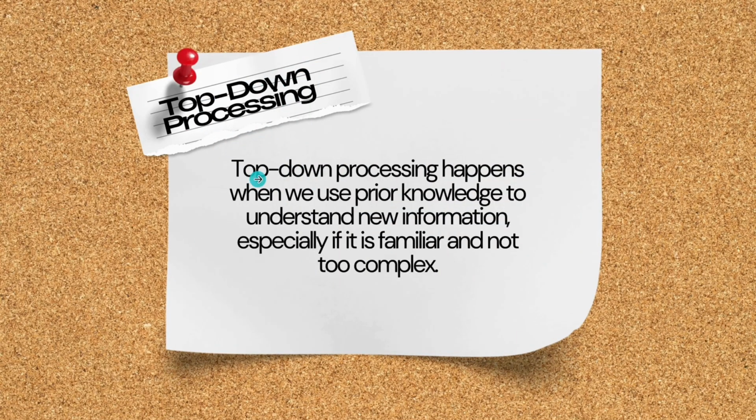Top-down processing. Top-down processing happens when we use prior knowledge to understand new information, especially if it is familiar and not too complex. In this process, we focus on the overall meaning and use context, experience, and expectations to interpret what we hear.